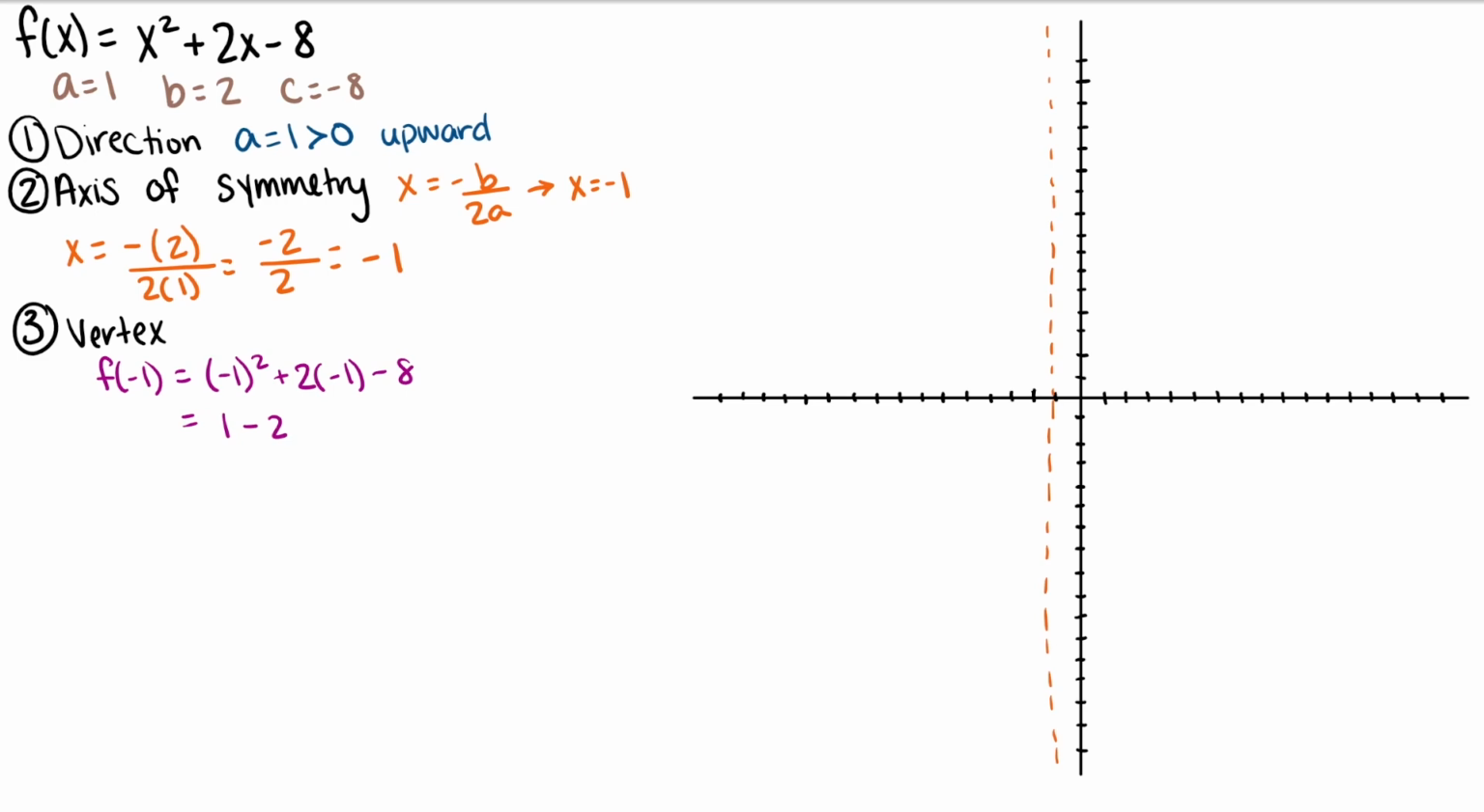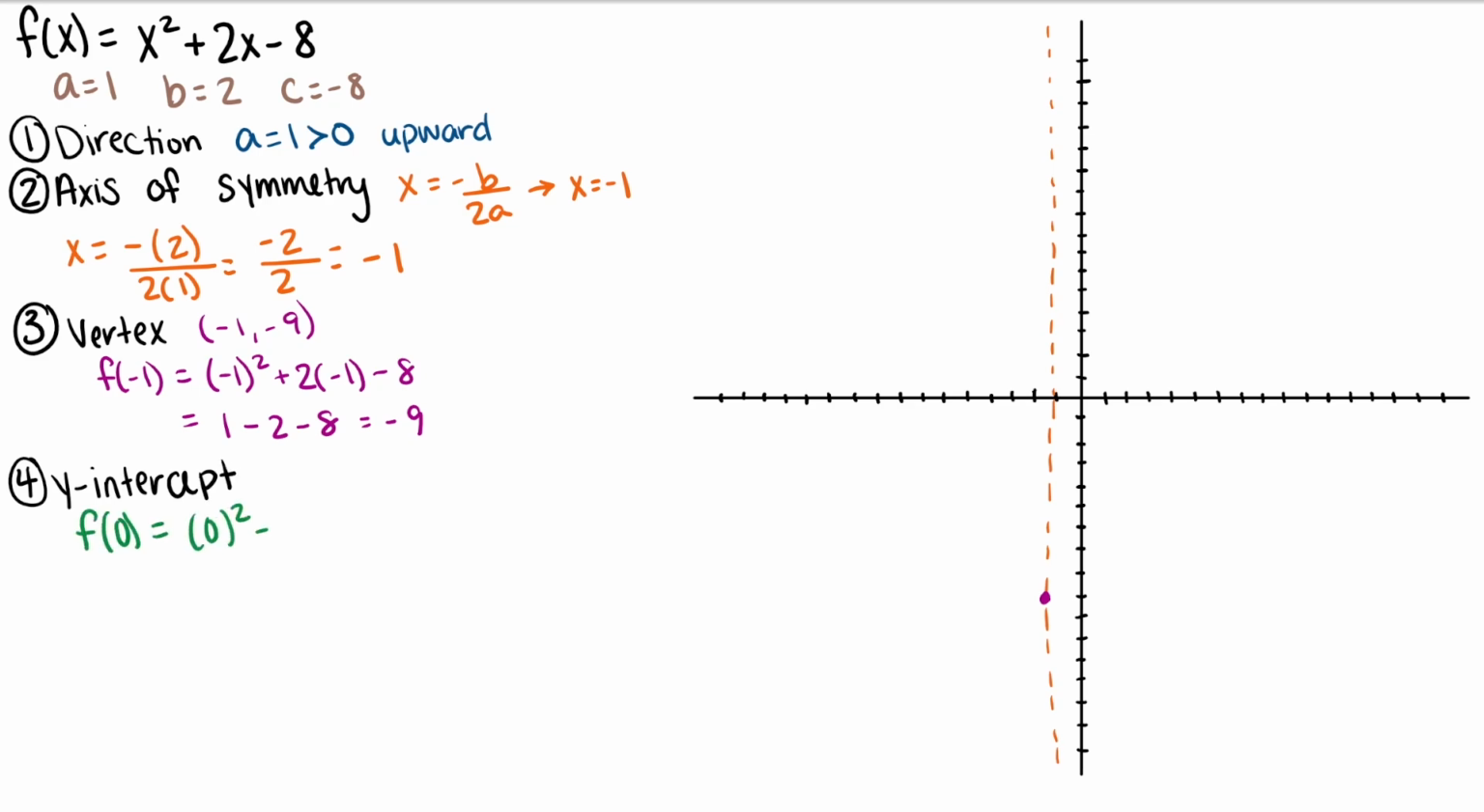This is 1 minus 2 minus 8, which when we simplify that is negative 9. So our vertex is at negative 1, negative 9. Next, we'll find our y-intercept. Our y-intercept is where our x is 0, so we want to find that point on our y-axis.